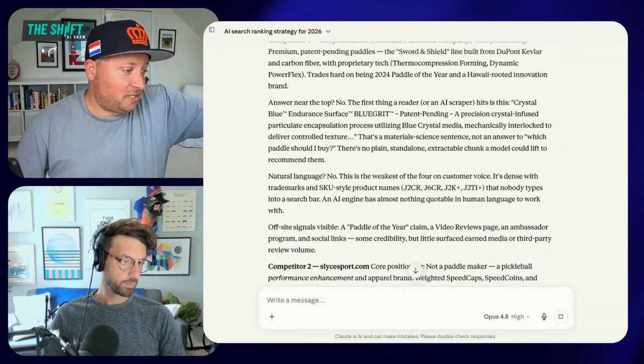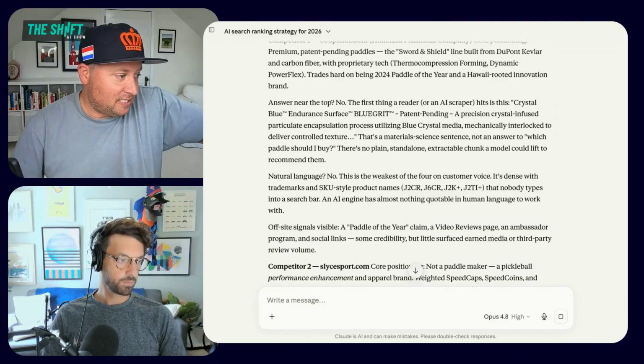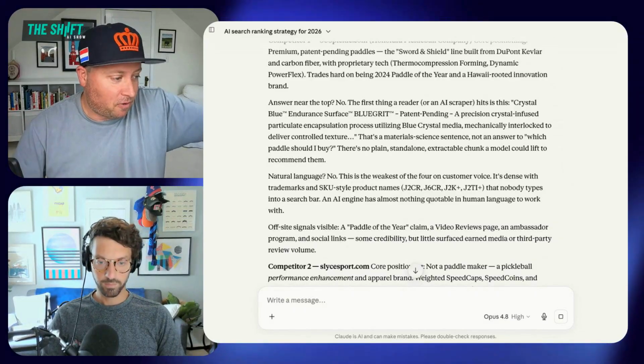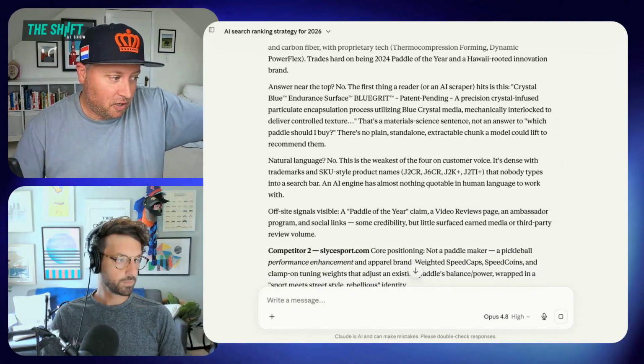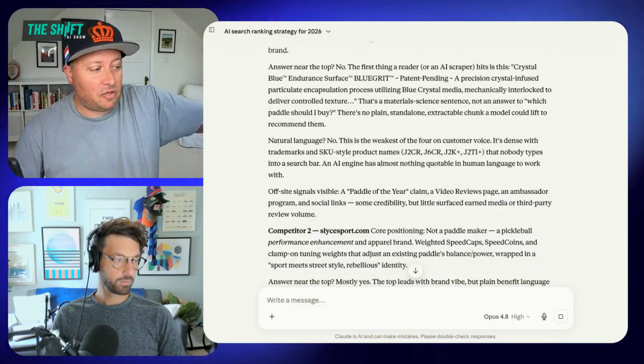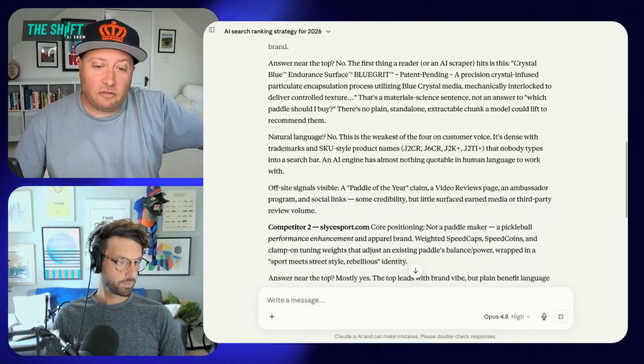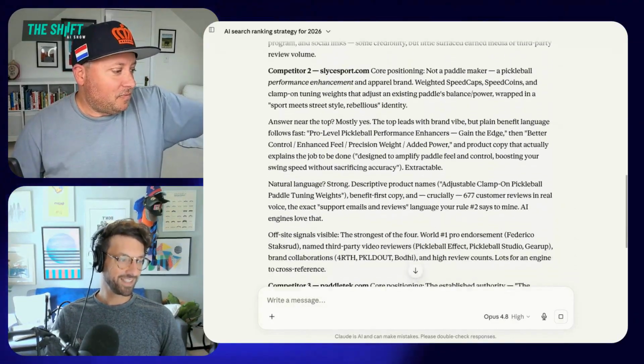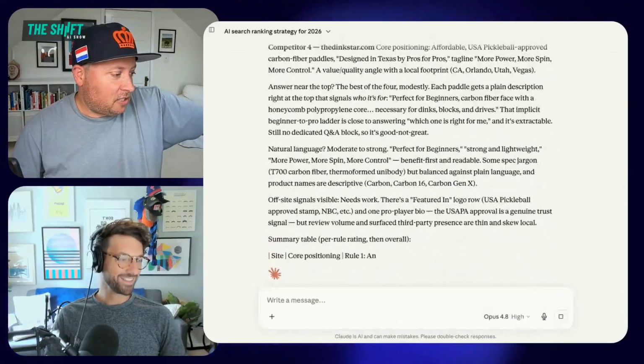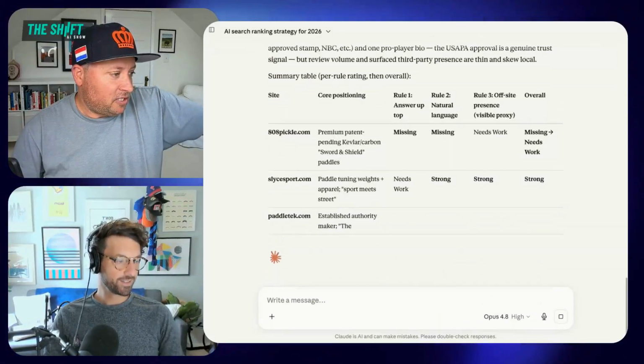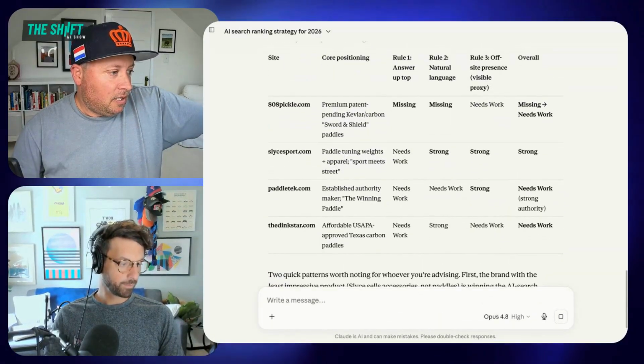So for the first one, it says, no, this is the weakest of the 4 on customer voice. It's dense with trademarks and SKU style product names that nobody types into a search bar. An AI engine has almost nothing quotable in human language to work with. Well, that's good news for Chris. So it analyzes each of those, and then it's actually going to generate a little summary table here for me.